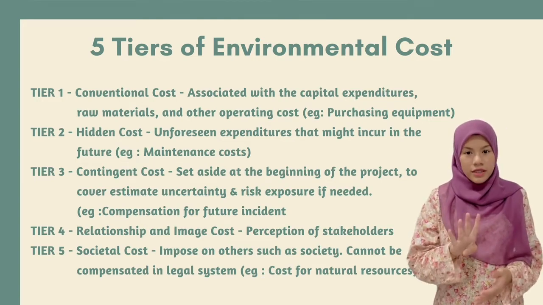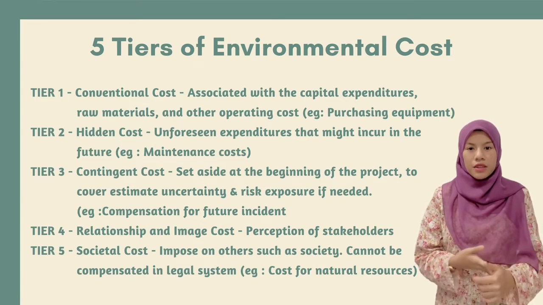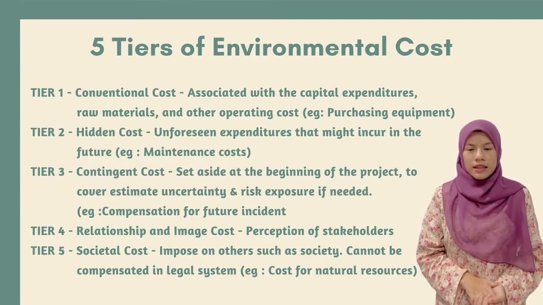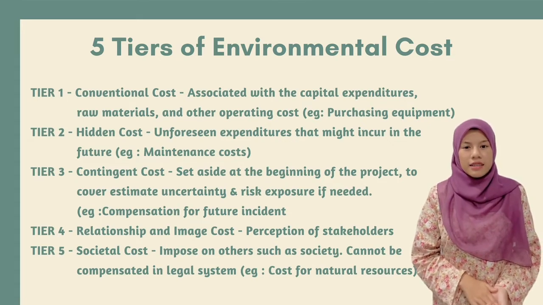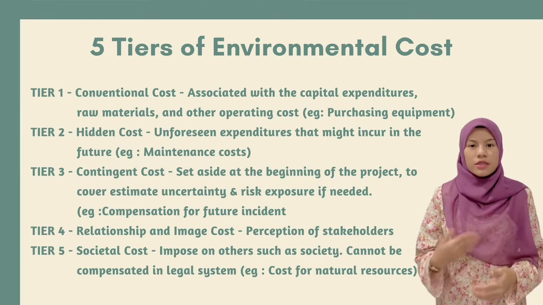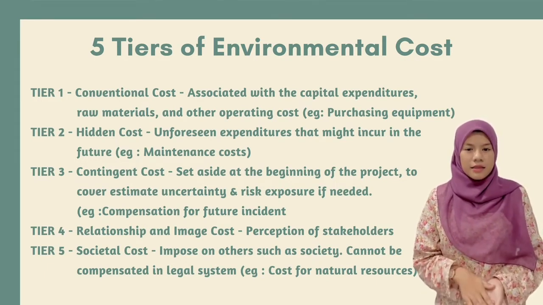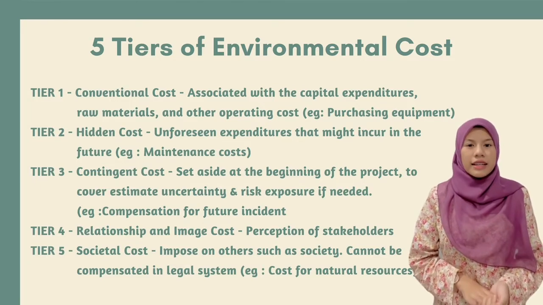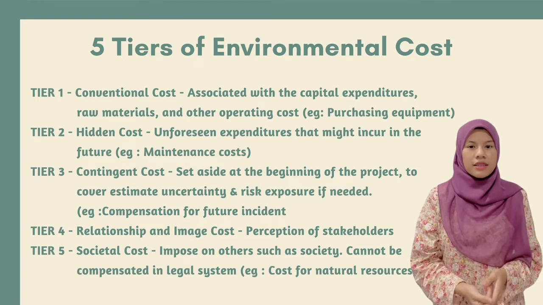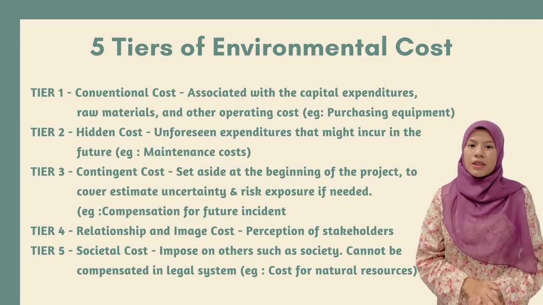The first 4 tiers are the private costs and can directly affect the profit of the organization and can be held legally accountable. And the last tier is the societal cost. This cost is imposed on others such as the society activities and cannot be compensated in the legal system such as the first 4 tiers. An example of this cost is the cost for the natural resources such as the lakes or the rivers. So those are the 5 tiers of the environmental costs.